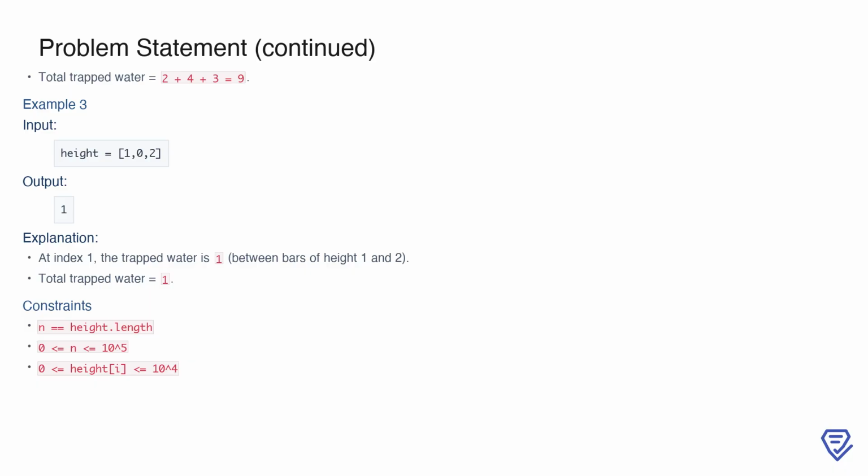Finally, we have some constraints to consider. The length of the height array is n, where 0 <= n <= 100,000. Each value in the array falls within the range of 0 to 100,000. These constraints ensure that the problem can handle very large inputs efficiently.